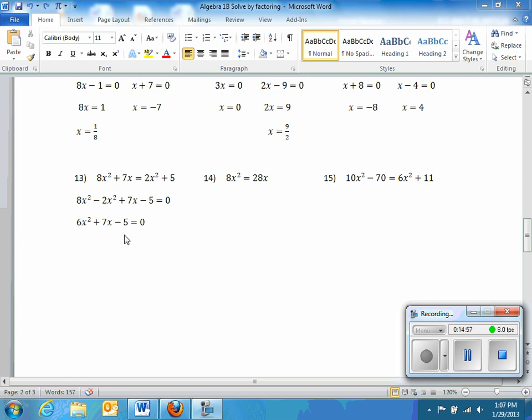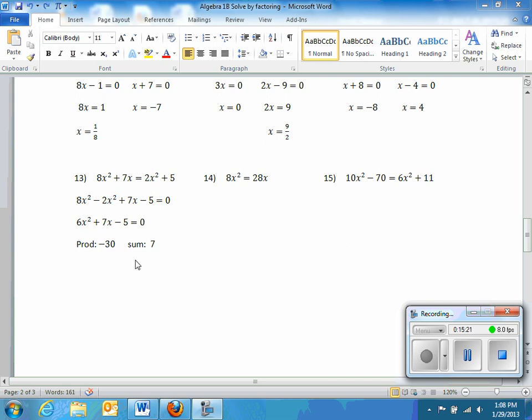Now we need to factor this. I look at this and I'm going to use trinomial and the product sum game. So I'll have to multiply 6 times negative 5 to get my product, and my sum is 7. Now I have to figure out what two numbers multiply to give me negative 30, and when I add them together, it gives me 7. That would be positive 10 and negative 3.